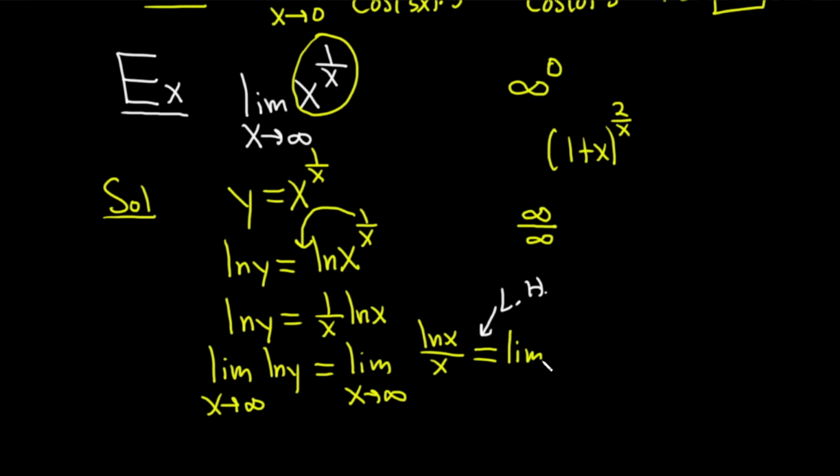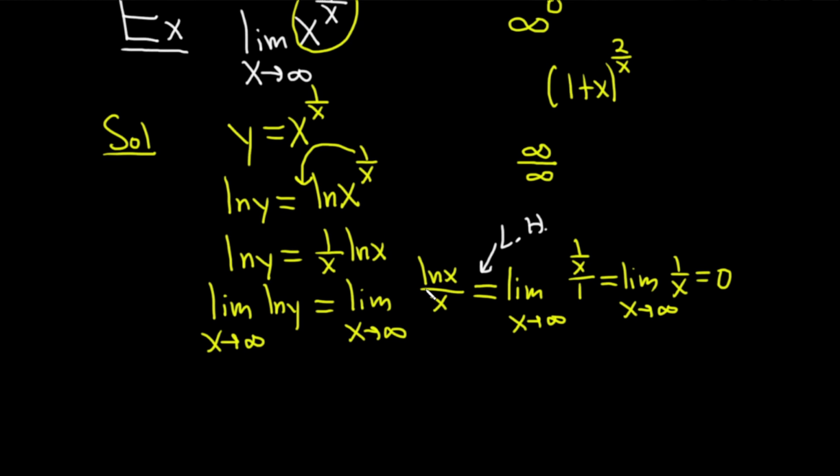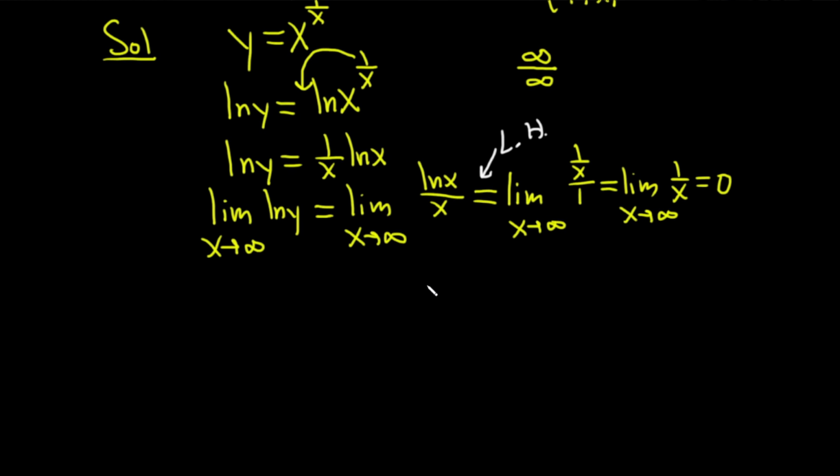So this is the limit as x approaches infinity, and then the derivative of ln x is 1 over x. The derivative of x is 1. This is the limit as x approaches infinity of 1 over x, which is 0. And so now we have to be careful. This is the step where I think a lot of people don't understand how to get the answer after this step. So let me just show you.